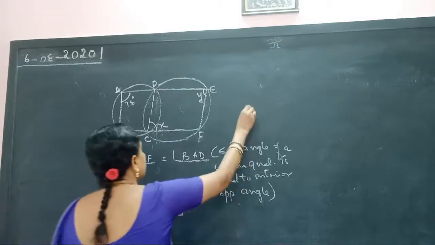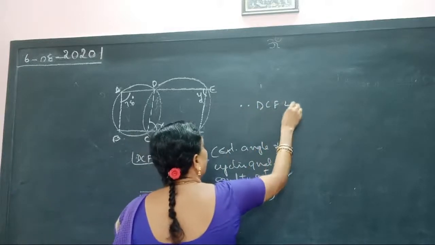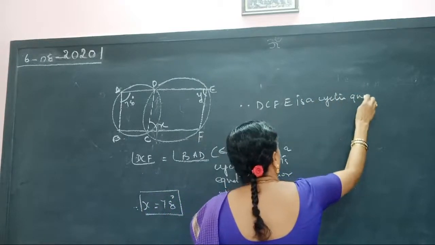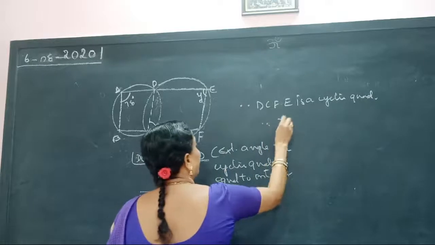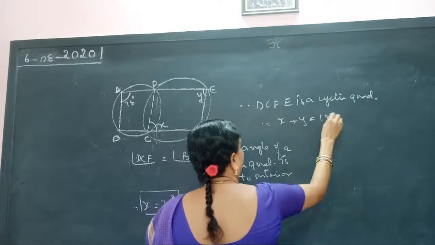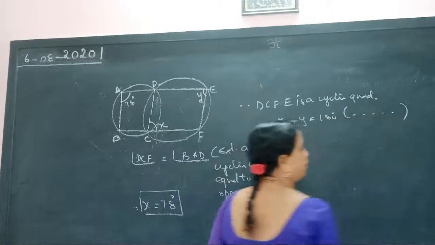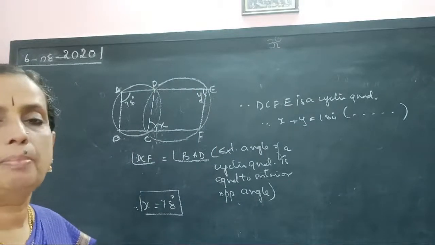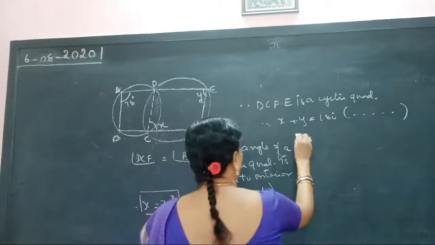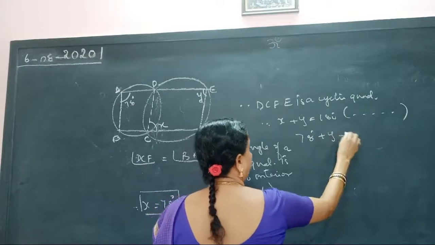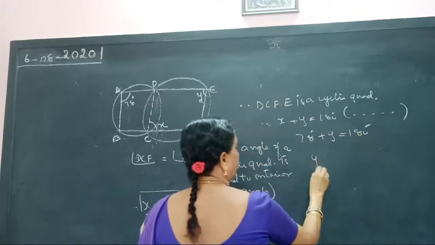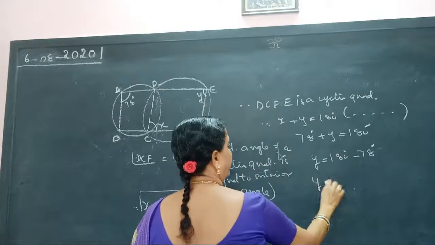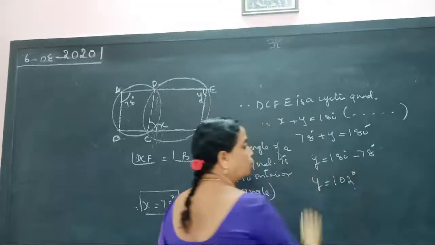Next, since DCFE is a cyclic quadrilateral, therefore x plus y equals 180 degrees. I know that we will write the reason: sum of opposite angles is supplementary. So 78 degrees plus y equals 180 degrees. Y equals 180 minus 78 degrees. Y equals 102 degrees.